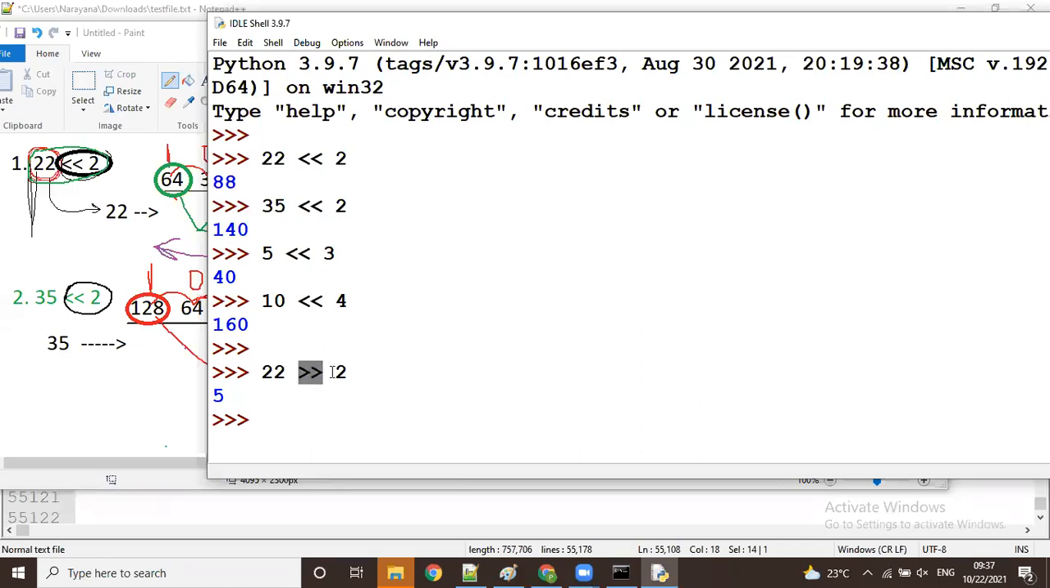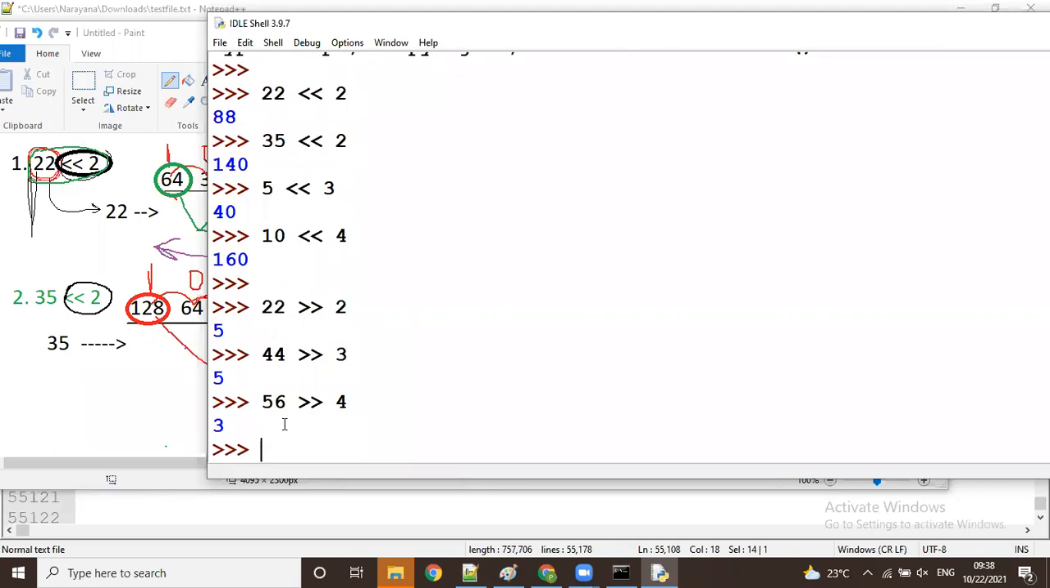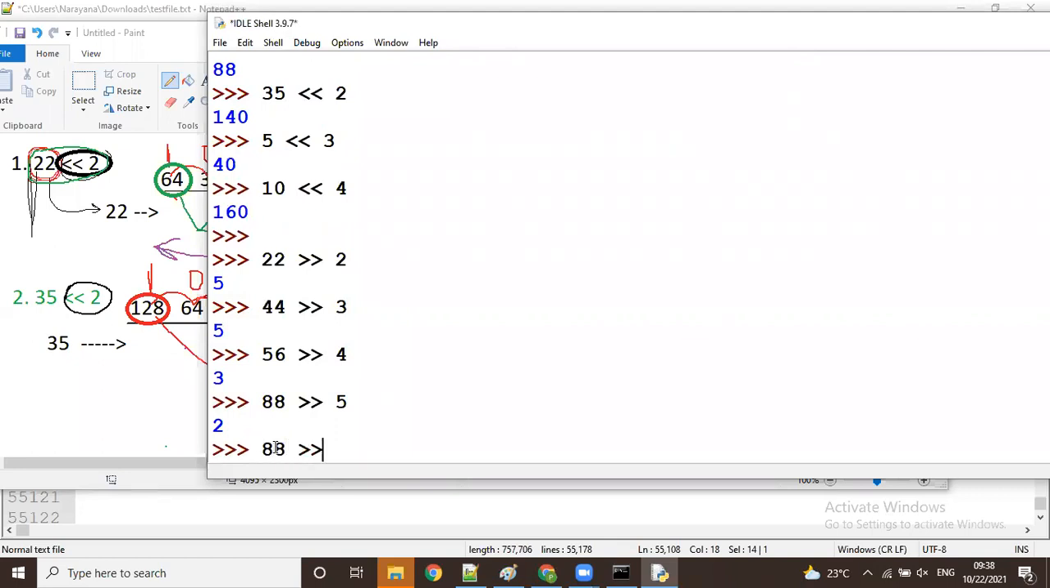Right side means the values go to the right. Suppose 8 is there; 8 going to the right side means 4. It goes down, guys. We'll see some examples. Suppose 44, right shift by 3. How much came? 5 only came. Take 56, right shift by 4. How much came here? 3 came. See, the value is decreasing, guys. I take 88, right shift by 5. How much here? The value is decreasing. The same 88, if I take the right shift by 10, 0 comes.